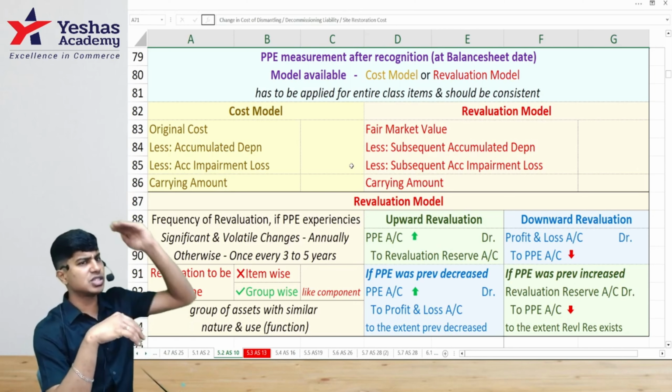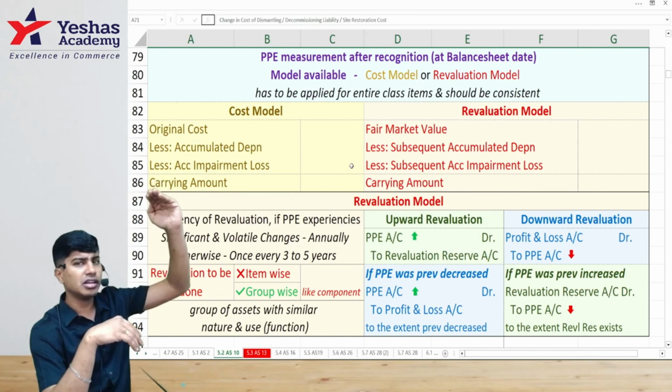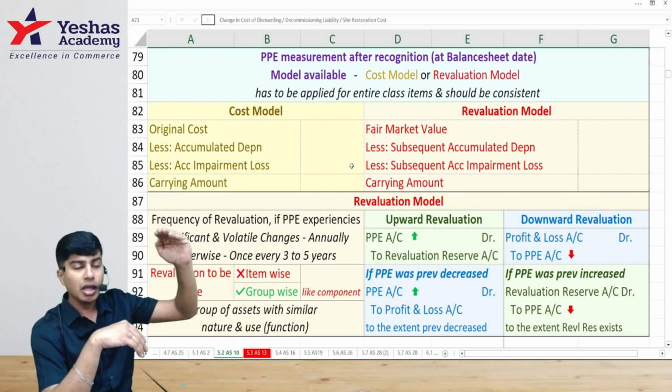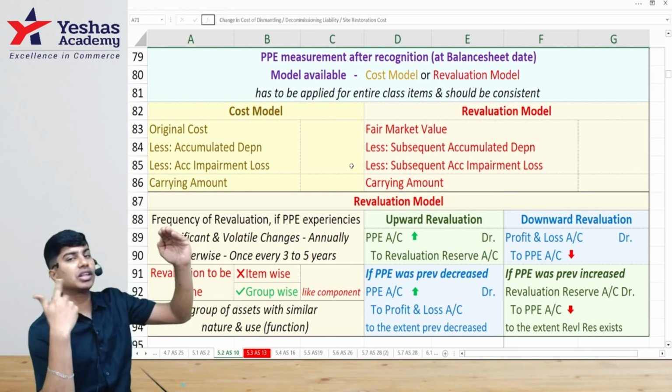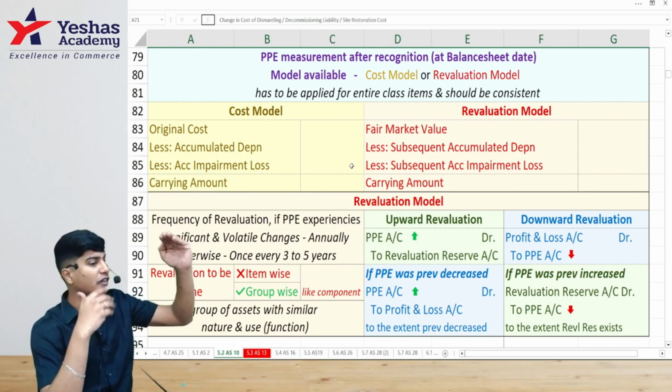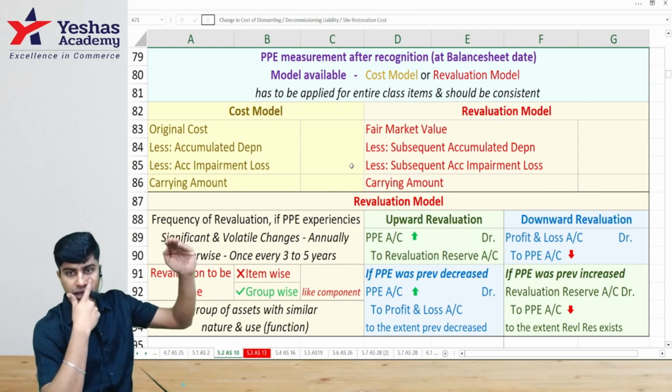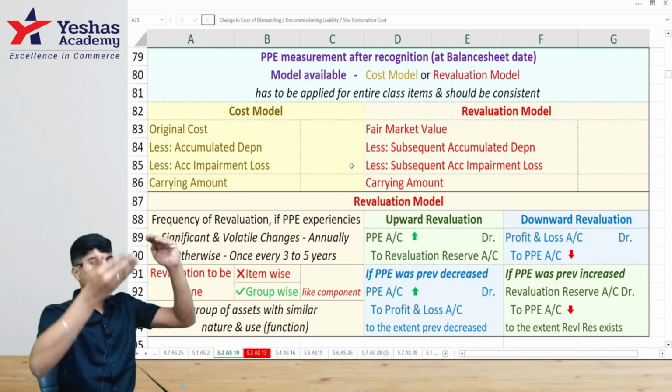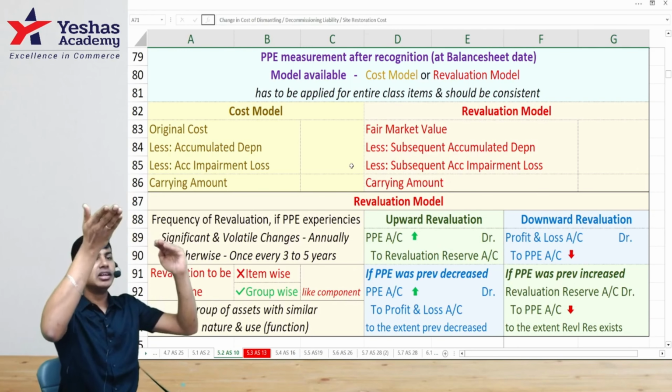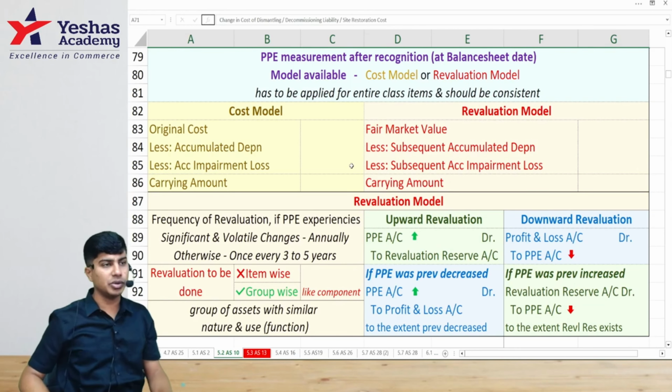Alternatively, let's say the asset is 1 lakh, accumulated depreciation is 10. The book value comes to 90, but I feel the asset is worth 95,000. Can I change the value of 90 to 95? Yes, I can. I'll take 90 to 95 by increasing the value of the asset by 5. That is called upward revaluation.